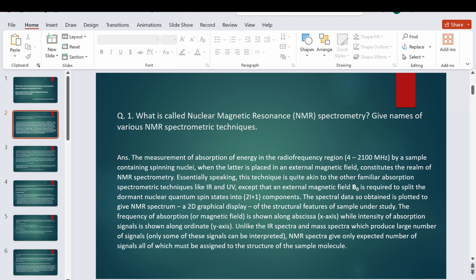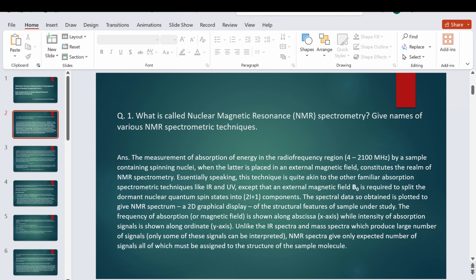First question is, what is called nuclear magnetic resonance technique? Give names of various NMR spectrometric techniques. So this has been defined in detail. The measurement of absorption of energy in the radio frequency region by a sample containing spinning nuclei when the latter is placed in an external magnetic field constitutes the realm of NMR spectrometry.